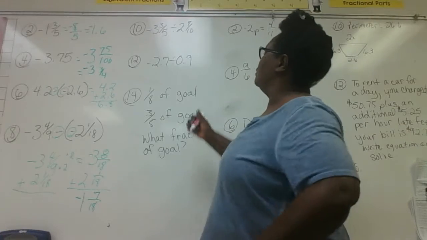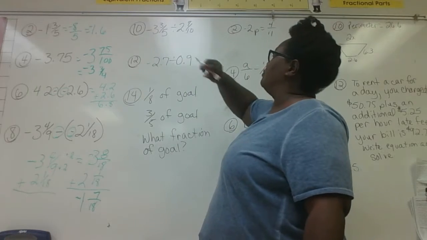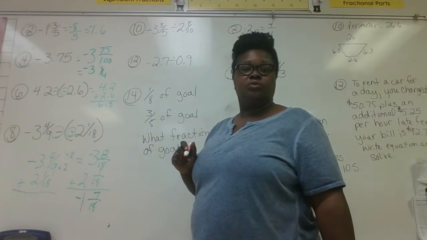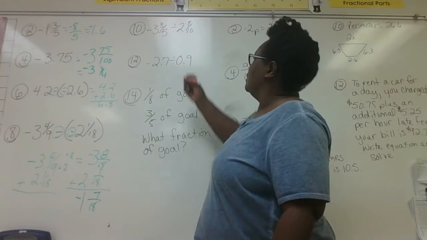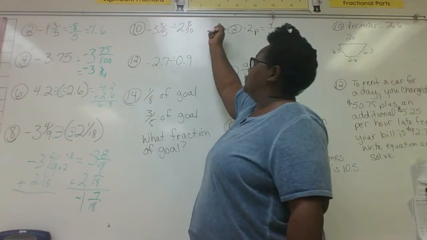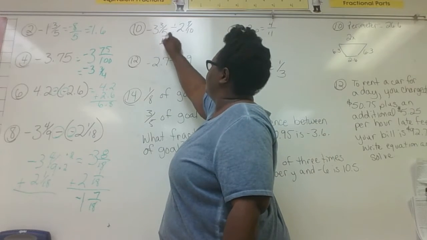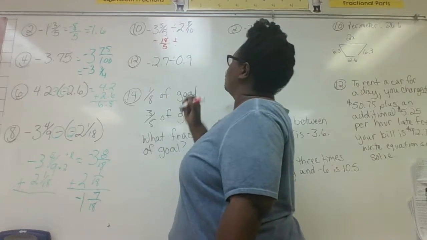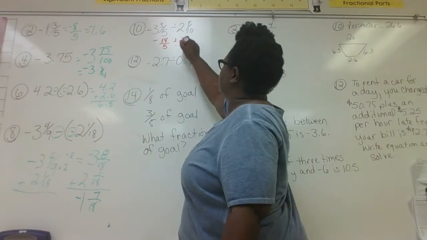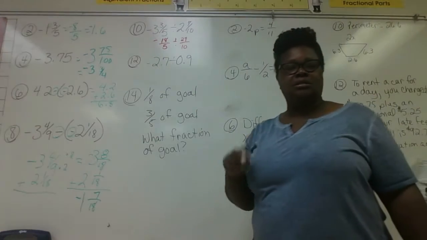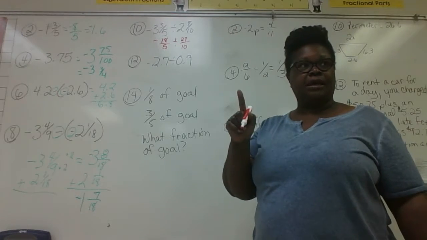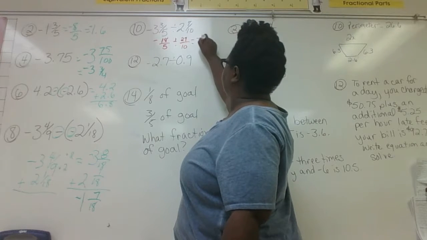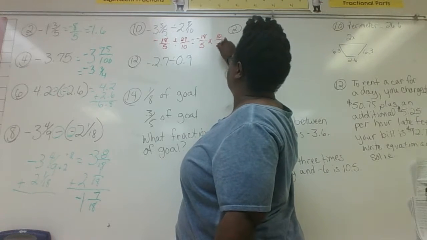On number 10, we have 3 and 3/5 divided by 2 and 7/10. What we want to do here is to convert them to improper fractions, so that 3 times 5 is 15, plus 3 is 18/5. It's negative, divided by 10 times 2 is 20, plus 7 is 27/10. As you know, we do not divide fractions, we reciprocate and multiply. Therefore, we want to rewrite this as negative 18/5 times 10 over 27.